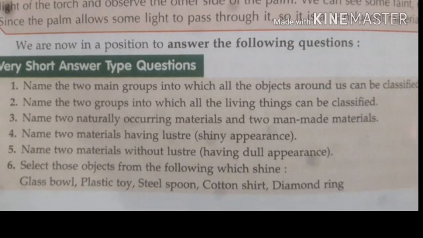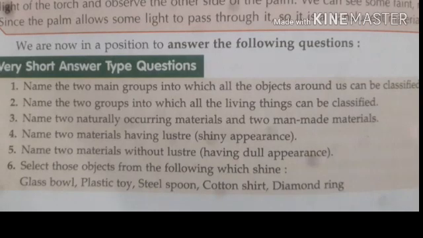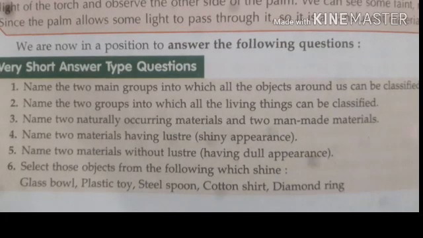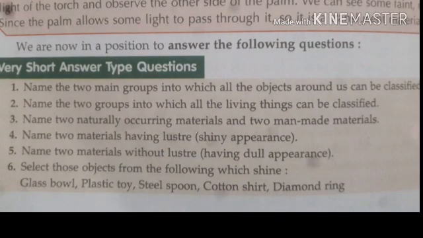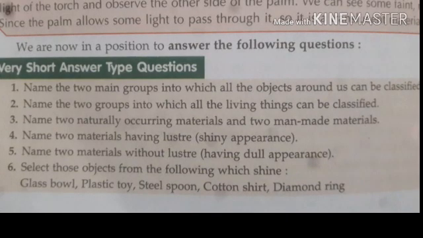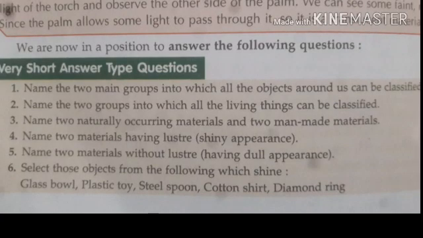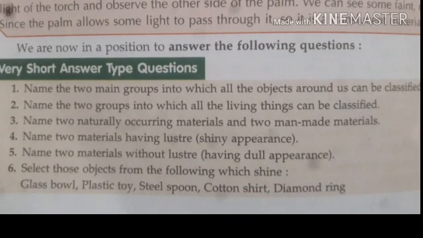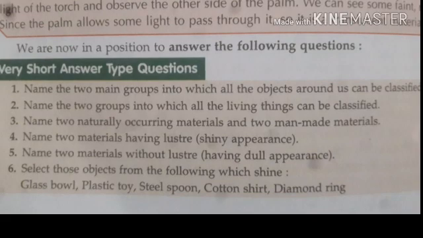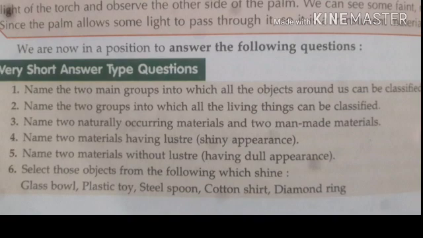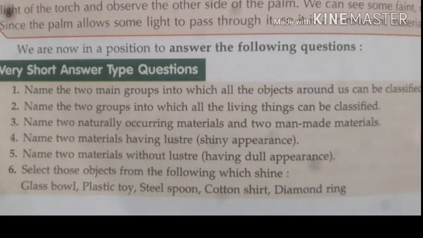Next, name two material having luster, shiny appearance. Glass, steel, iron, means metals, they shine, and diamond also. Next, fifth question, name two materials without luster. Sand, soil, concrete, and as well as wood, plastic, they don't have luster.